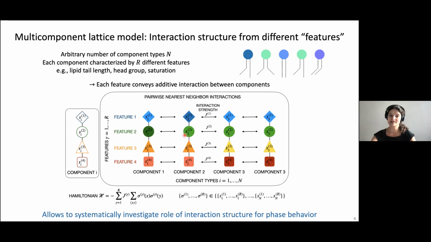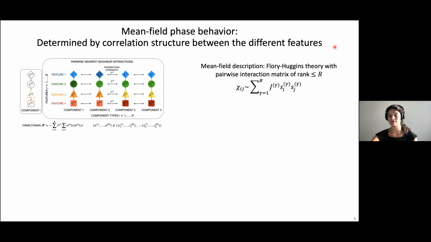What is nice about this model is that it allows us to systematically investigate the role of the interaction structure for phase behavior. What I mean by this is that if you look at the Flory-Huggins theory for this model, we find that the pairwise interaction matrix is non-random in a very specific way.